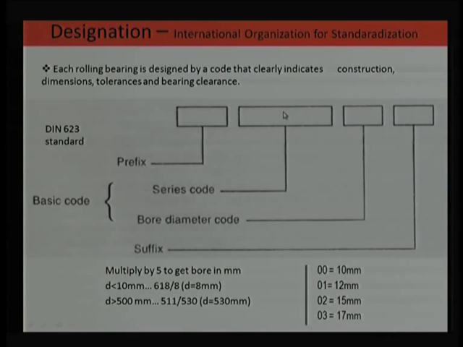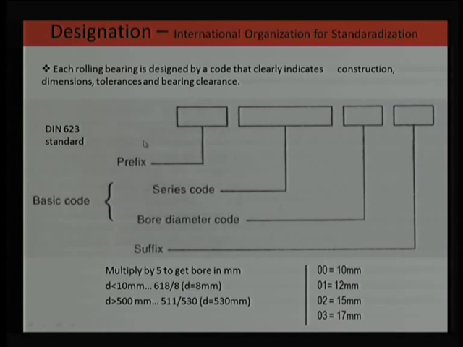When we saw 6405 for the ball bearing, that means the series code was 64, the bore diameter code was 05, and there was no prefix and no suffix in this situation. But for the roller bearing, there was a suffix as well as a prefix. The suffix was ECP. We will be discussing those things.